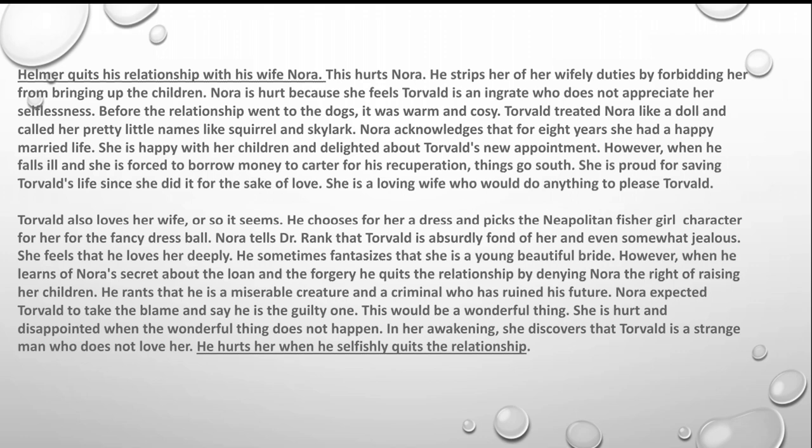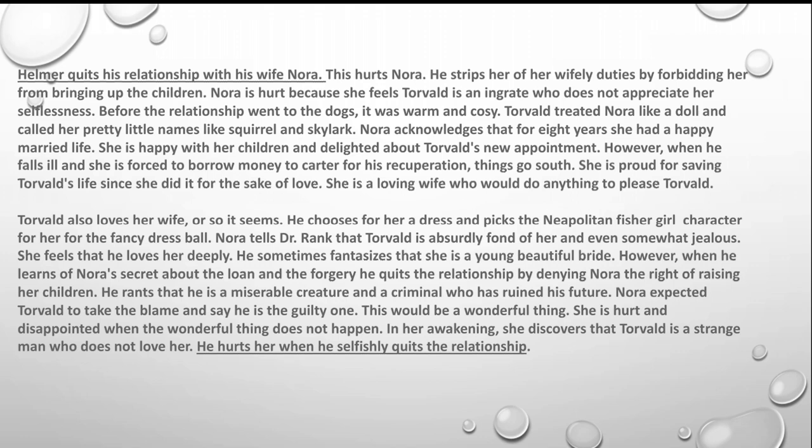Nora acknowledges that for 8 years she had a happy married life. She is happy with her children and delighted about Torvald's new appointment. However, when he falls ill and she's forced to borrow money to cater for his recuperation, things go south. She's proud of saving Torvald's life since she did it for the sake of love. She's the loving wife who would do anything to please Torvald.